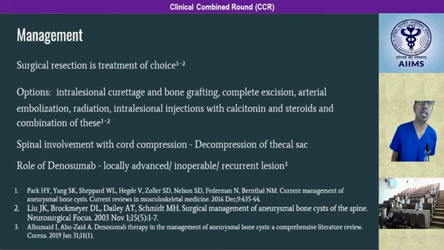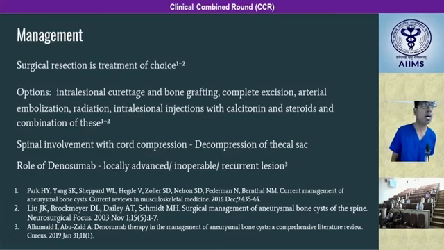It cannot be achieved by everyone, and various options are available: intralesional curettage and bone grafting, though complete excision is always the treatment of choice. Arterial embolization, if feasible, decreases the intraoperative blood loss and thereby prevents morbidity of the patient. Radiation as postoperative adjuvant therapy and intralesional injections with calcitonin, steroids or combinations have been described in literature. If there is significant cord compression, the best treatment is decompression of the thecal sac, which we could achieve in the initial surgery, which was our primary principle in the first surgery.